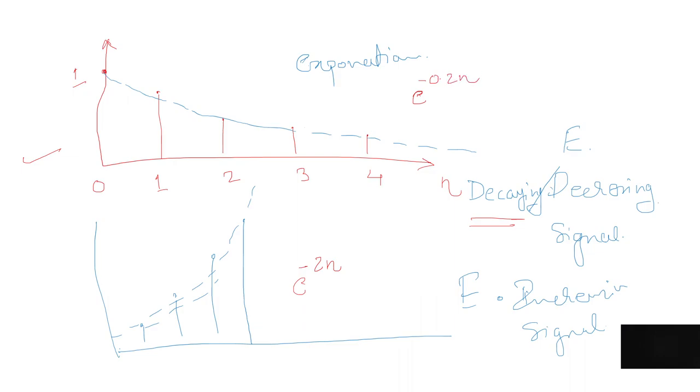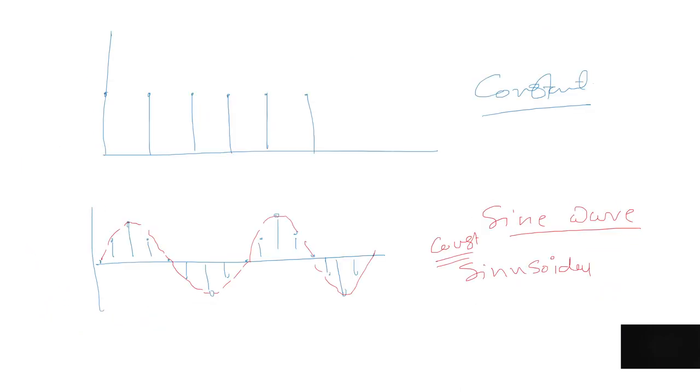Okay, so understand this: in general, if I write a^n, the exponential will be decreasing if a's value is less than 1, and it will be increasing if a's value is greater than 1.